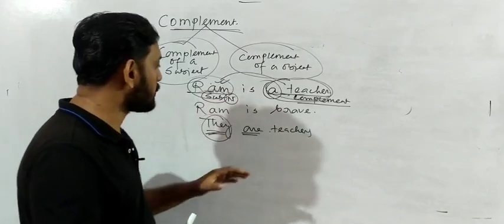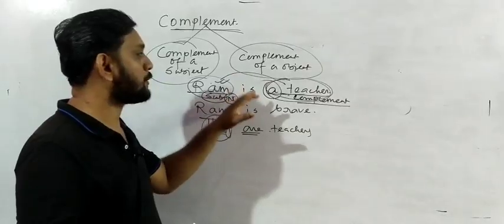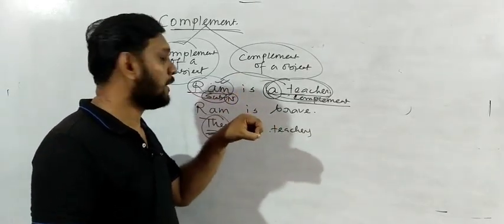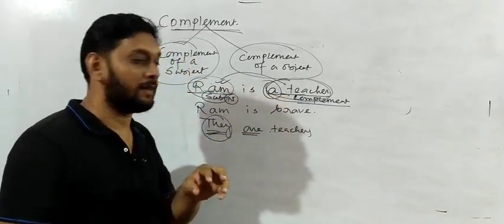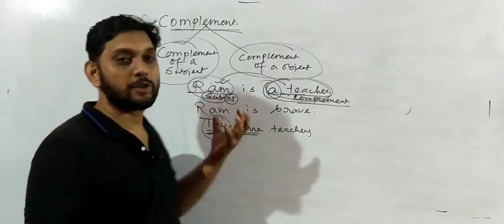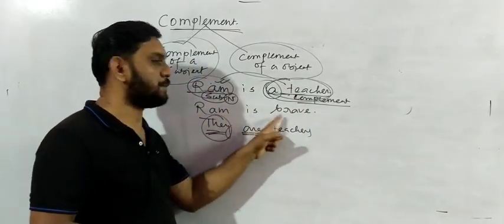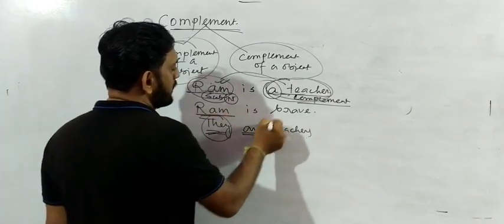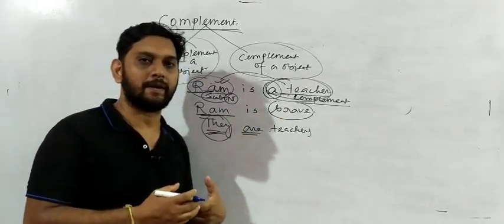Got my point? And also this complement, this statement itself, speaks about the state of being. State of being means we get to understand what the profession of the subject is. Yes, what is the profession of the subject? The subject is a teacher. The second one: see, Ram is brave. What is written? Ram is brave. Now here also we get to understand that this "brave" is a complement.